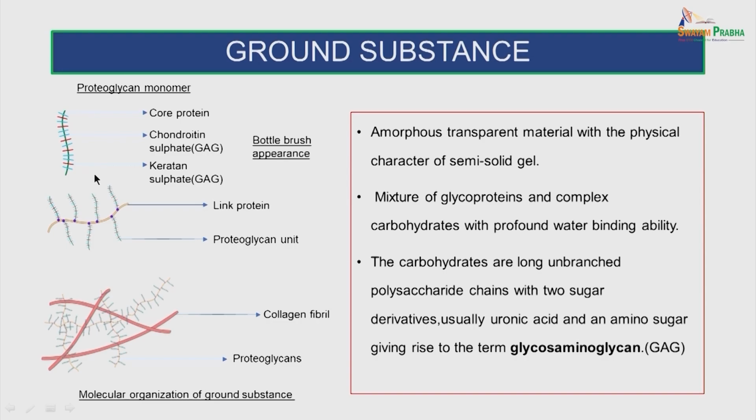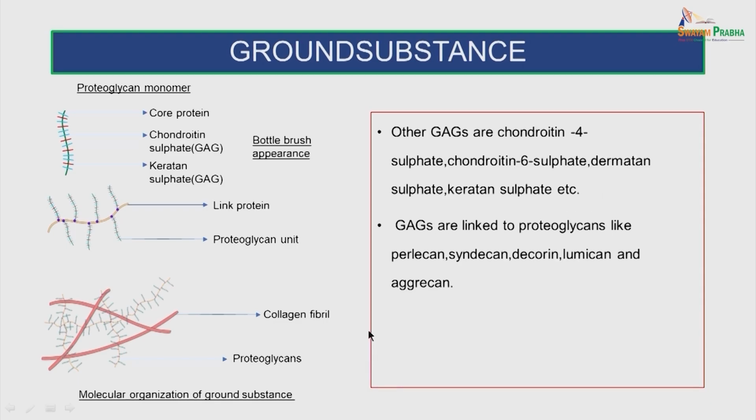You can see the core protein there. That's the chondroitin sulfate and the keratan sulfate. They're all glycosaminoglycans, which gives a bottle brush appearance. So this is the link protein with the proteoglycan units. And the entire thing forms the molecule here. So this is the collagen fibril, the proteoglycan. So this is the molecular organization of ground substance.